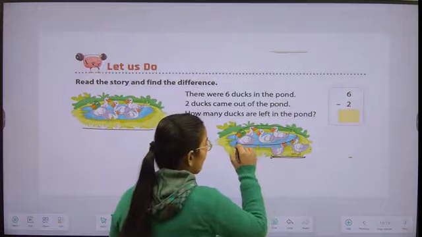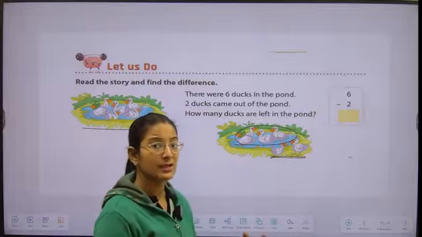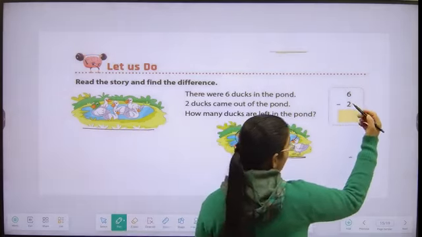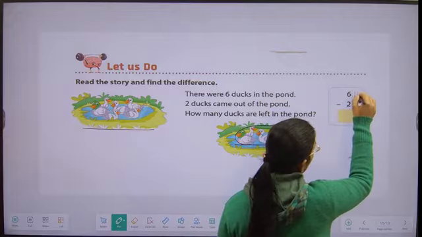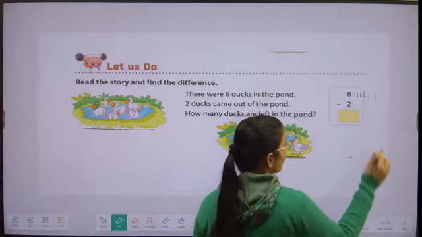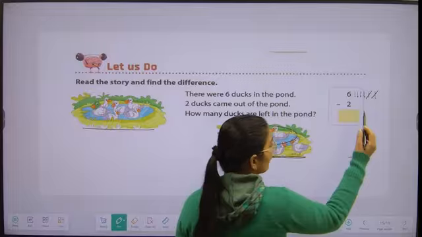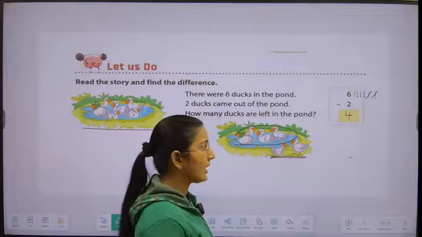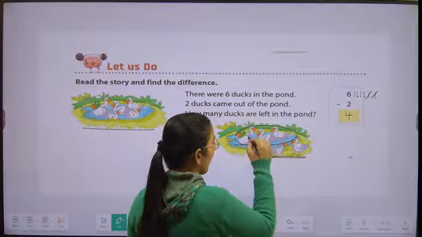These are the ducks left in the pond. So what we have to do? We have to do the subtraction. Just like this. We have to subtract 2 from 6. So first we have to draw 6 lines. 1, 2, 3, 4, 5, 6. Out of these 6 lines, we have to cross 2 lines. 1, 2. Now how many lines do I have left? 1, 2, 3, 4. So how many ducks do we have in the pond, students? 4 ducks. Let's count also: 1, 2, 3, 4.